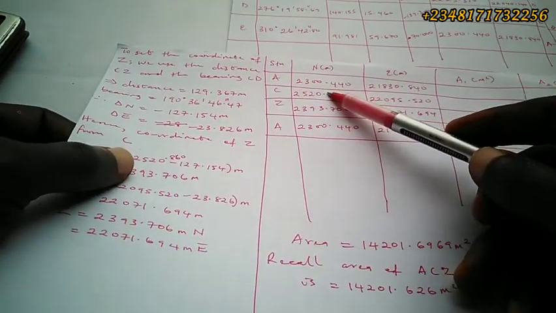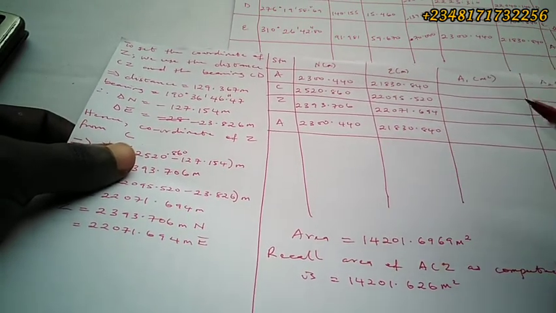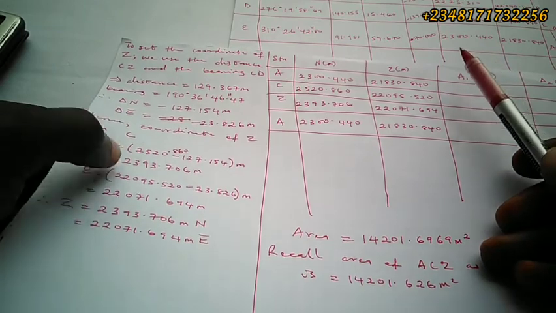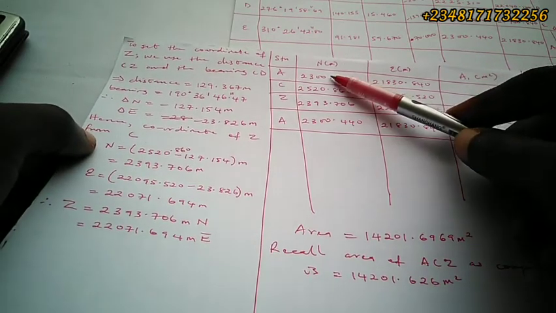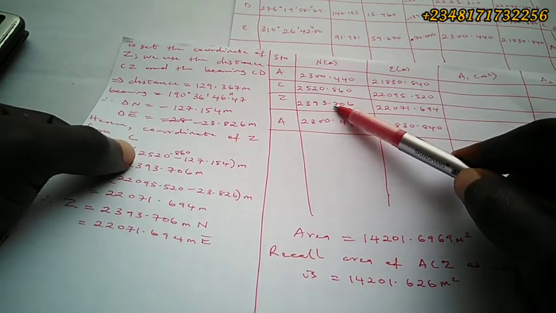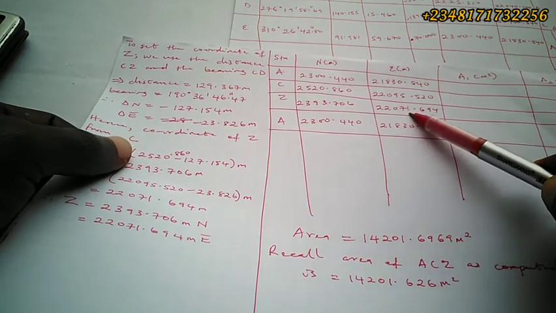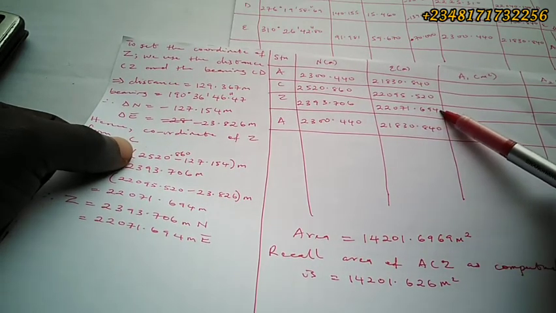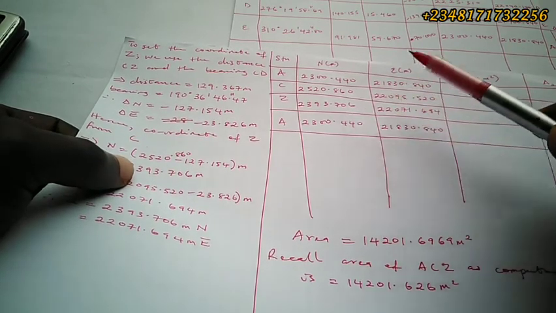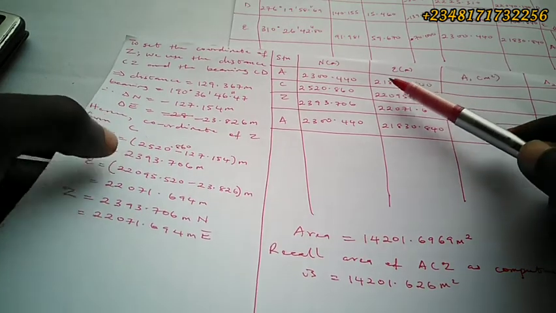So I actually left this place for us. By the time you get to this place, having watched the video on how to compute for area and how to carry out back computation, you should be able to perform this check by yourself. So what you are going to do now is that this is the computed value of Z, 2393.706, 22071.694. You are now going to use this coordinate to calculate the area. So by the time you calculate the area, you are going to get something like this.